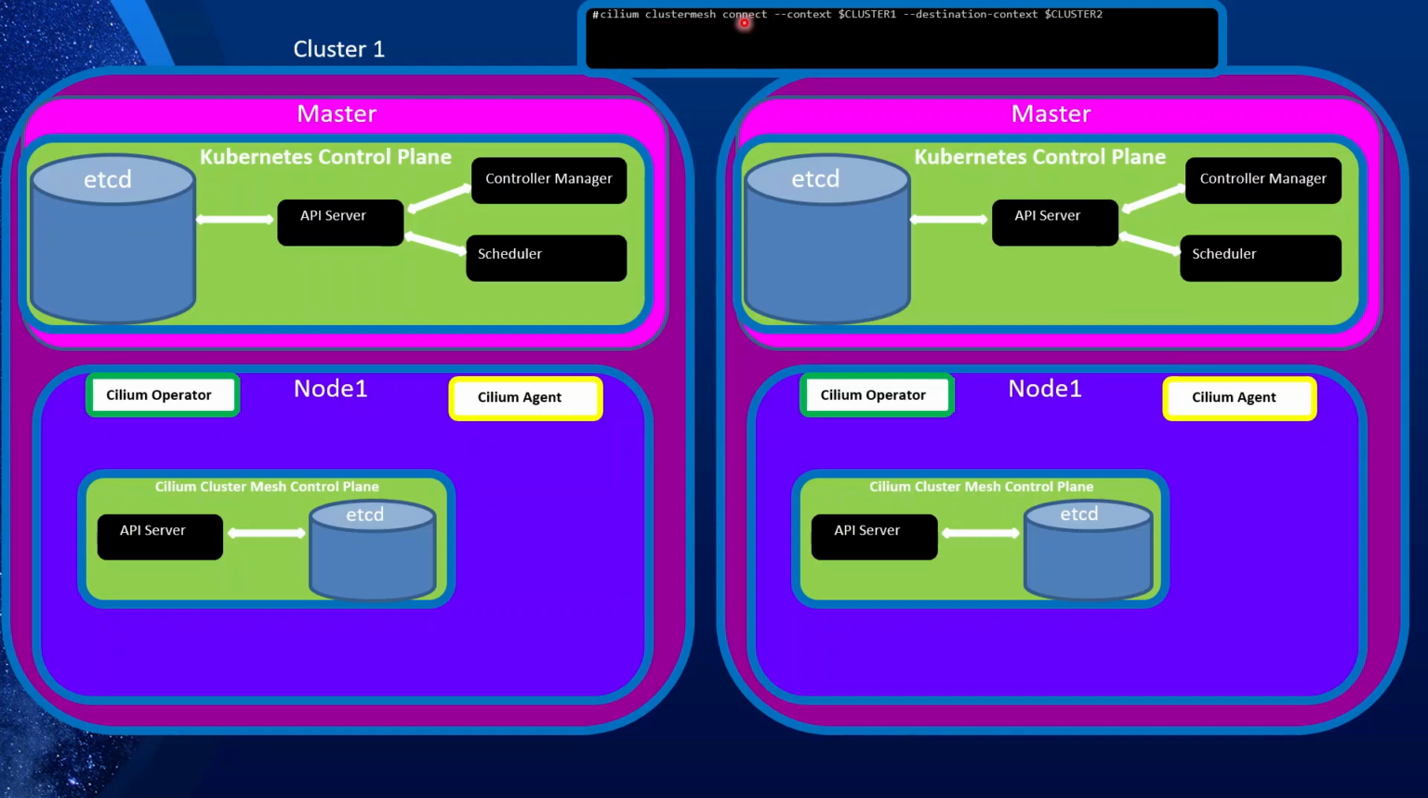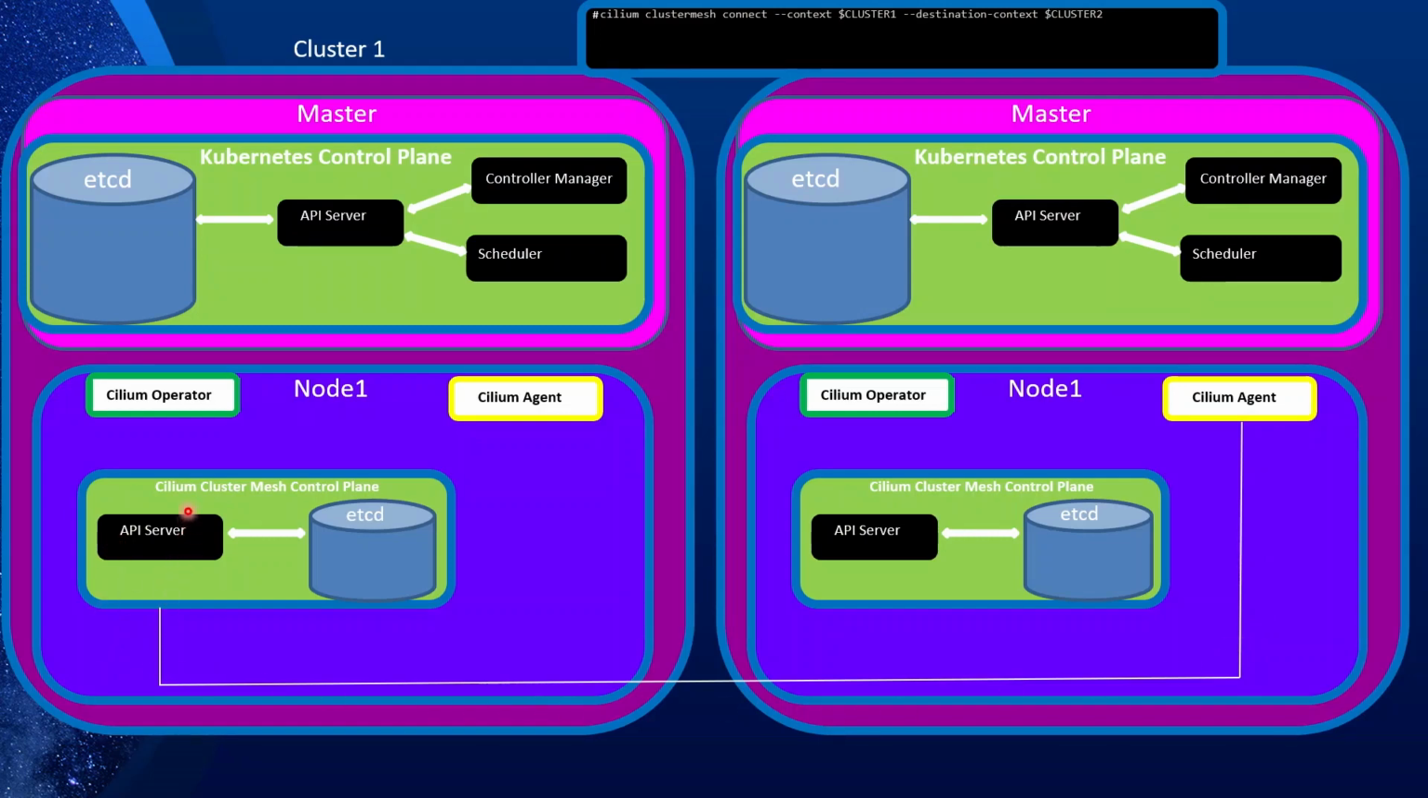So the keyword here is connect context cluster 1 dash destination context cluster 2. Basically, we are saying connect these two and create a mesh between them. Once it is run, then the Cilium agent on one cluster will start listening to the API server.